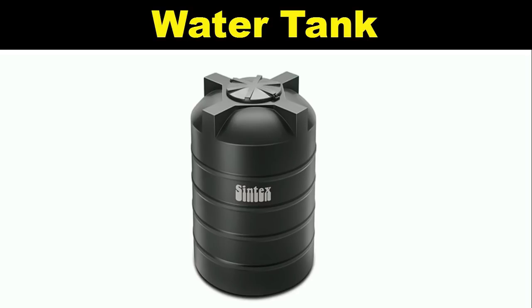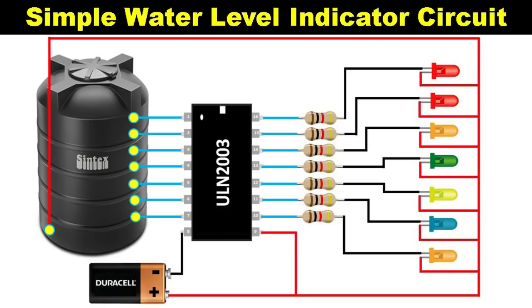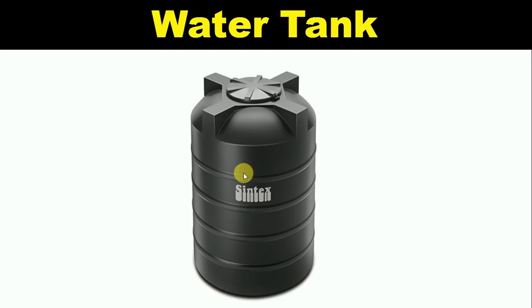Friends, today through this video we are going to learn how we can make an indicator circuit for any water tank. That is, we are going to make a circuit which tells us how much water is there in the water tank. To make this circuit we need to use electronic components.